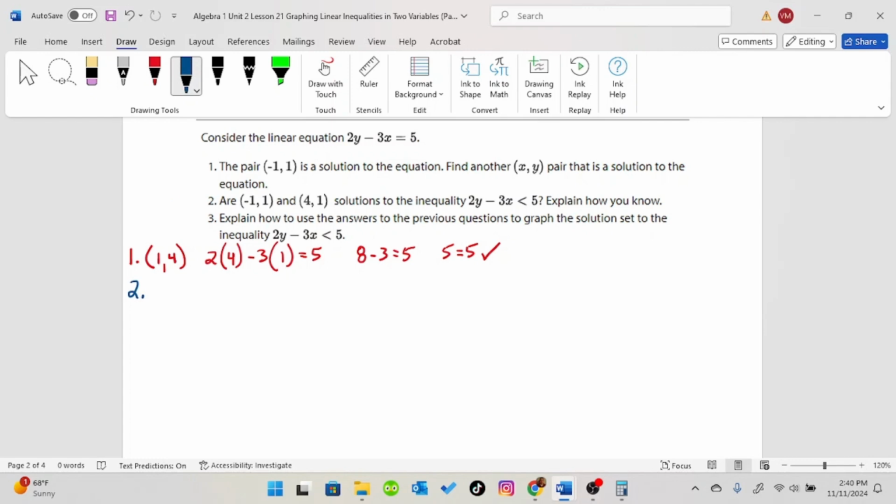Number 2 asks, are (-1, 1) and (4, 1) solutions to the inequality 2y - 3x < 5? Explain how you know. So for the first one, (-1, 1), that means we would have 2 times 1 minus 3 times -1, and that would need to be less than 5.